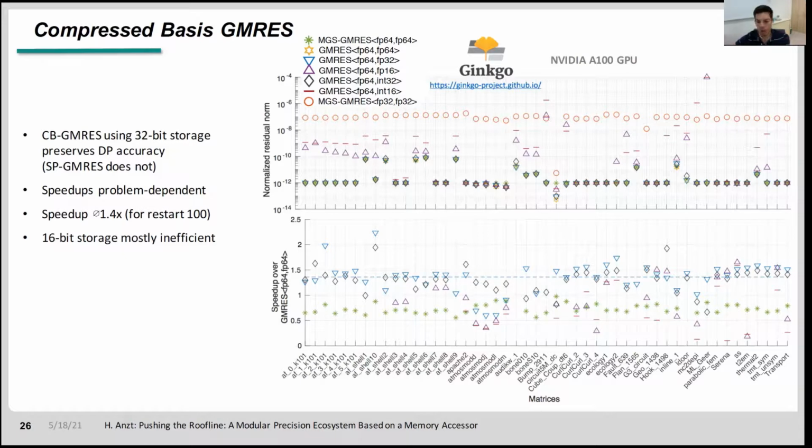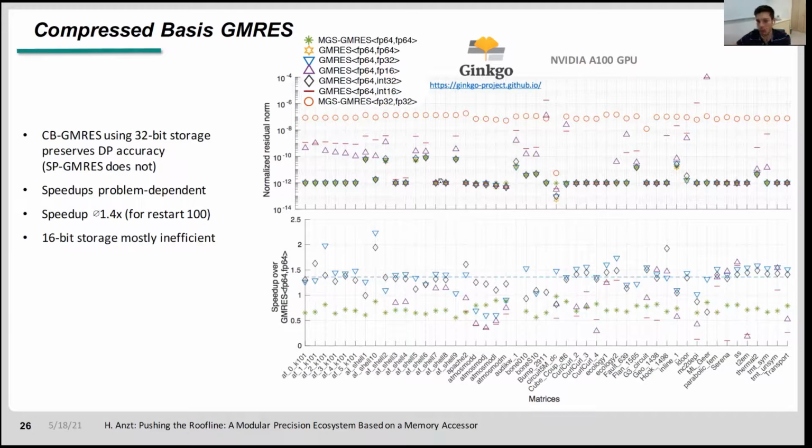So that means for all these test cases that we looked into here, we see a performance benefit when storing the Krylov vectors not in double precision, but in single precision. And then we, of course, also looked into what happens if we use half precision. And it turns out half precision, these purple triangles, we often do not achieve the same accuracy. And then we looked into what happens if we do some awkward conversions of the values and storing them as integer values, 32 or 16-bit, and the results are mixed.